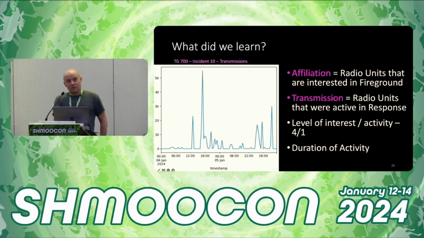You can also then look at the duration of the event. So you had a lot of transmissions. It was a single family home with smoke showing, so that looked like something interesting, but they were able to put it out quickly. So you can look at how quickly that dies down.